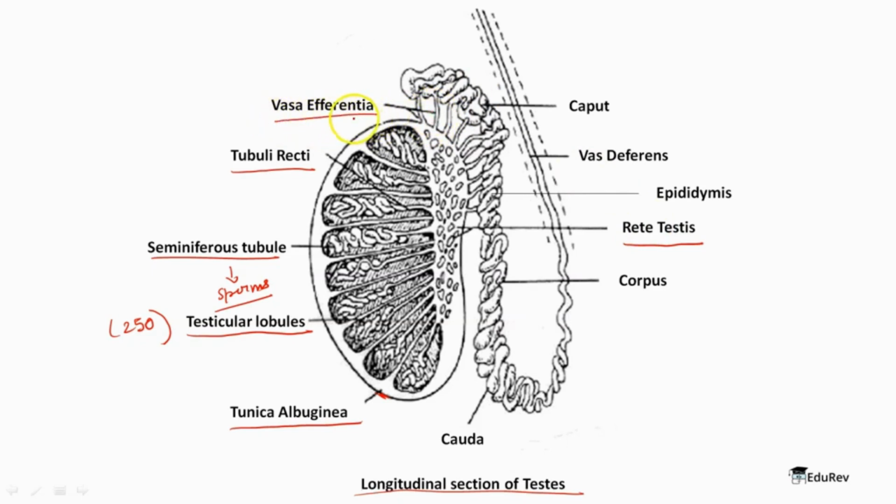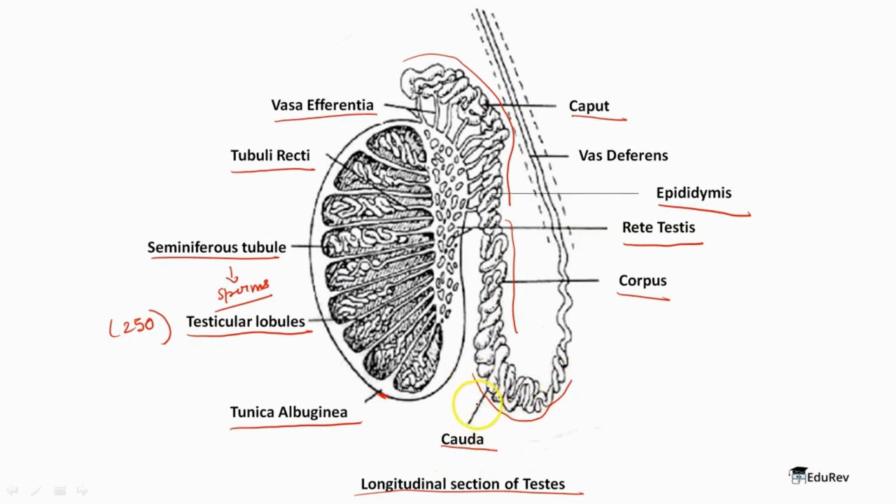This is very important. All these vasa efferentia will join and form a coiled duct known as epididymis. What is it known as? It's known as epididymis. This whole thing is epididymis. Okay. Now the topmost part of epididymis is known as caput. The topmost part, maybe it is covering from here, like this. Now the middle part of epididymis is known as corpus. This is all corpus. The bottom part of epididymis is known as cauda.